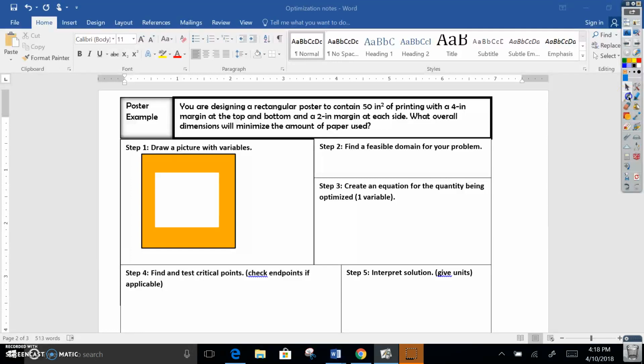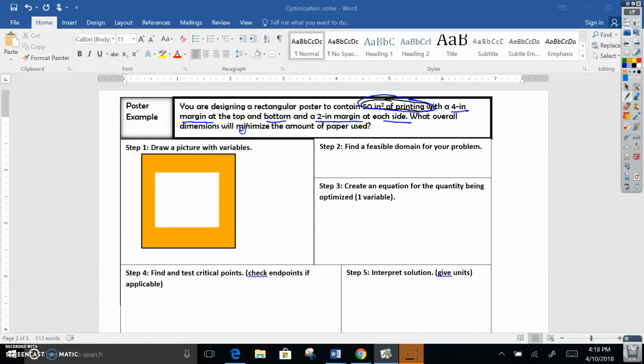Okay, welcome back. In this example, we are going to be going over a poster problem. The problem says that you are designing a poster that should contain 50 inches squared of print. And it also says that your paper, so 50 inches square of print, is going to have a 4-inch margin at the top and bottom and a 2-inch margin at each side. What will be the overall dimensions that will minimize the amount of paper used?